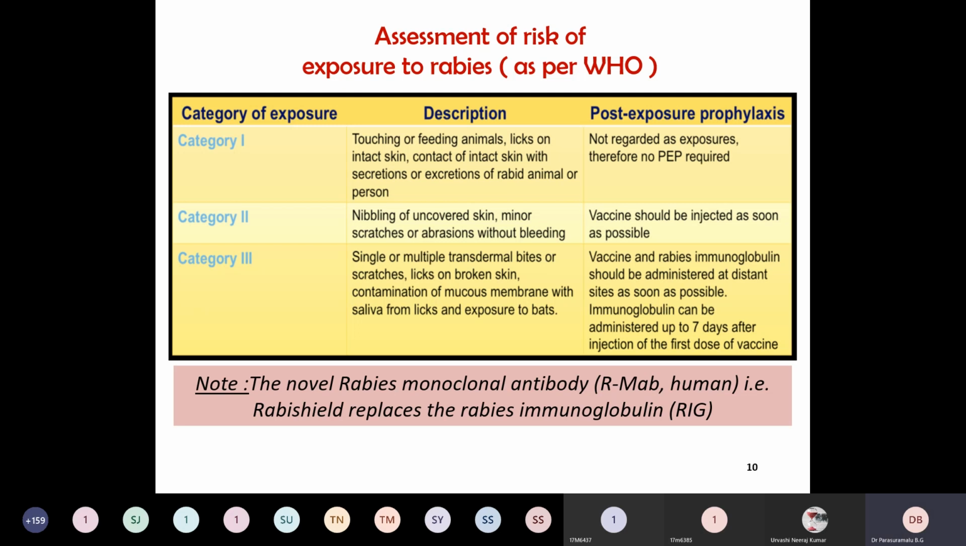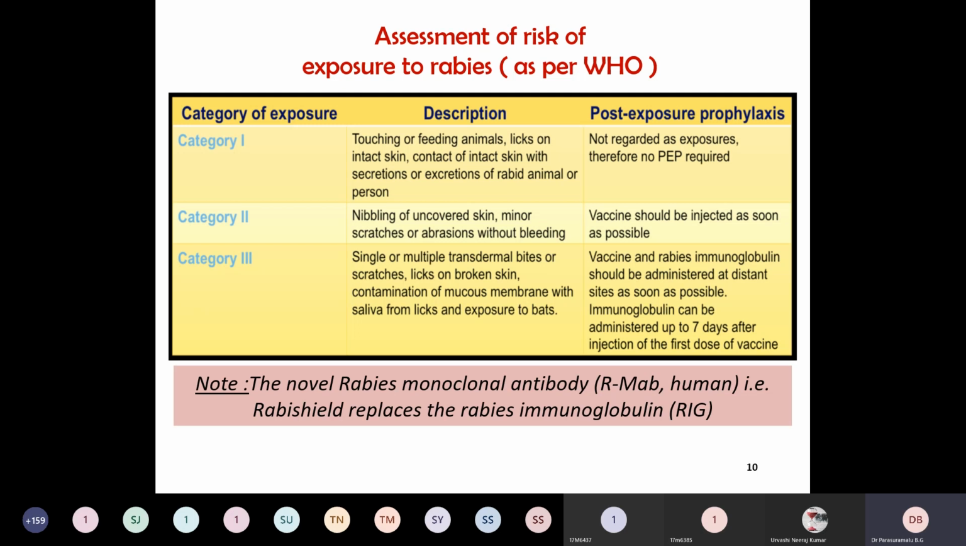What is the importance of RIG, or rabies immunoglobulin or rabies monoclonal infiltration? Why should we give it, particularly in category 3? The incubation period will be shorter in category 3 exposures, especially when the bites are on the head, neck, face and hands, because the head, neck and face are nearer to the brain. The hands are the most active part of our body, so the virus travels fast from the hands to the brain. That's why the incubation period is short.